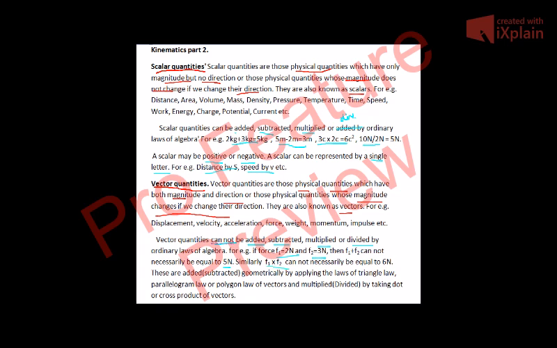These are added and subtracted geometrically by applying the laws of triangle of vectors, parallelogram of vectors, or polygon law of vectors, and multiplied or divided by taking dot or cross product of vectors, which we will discuss in a later class.